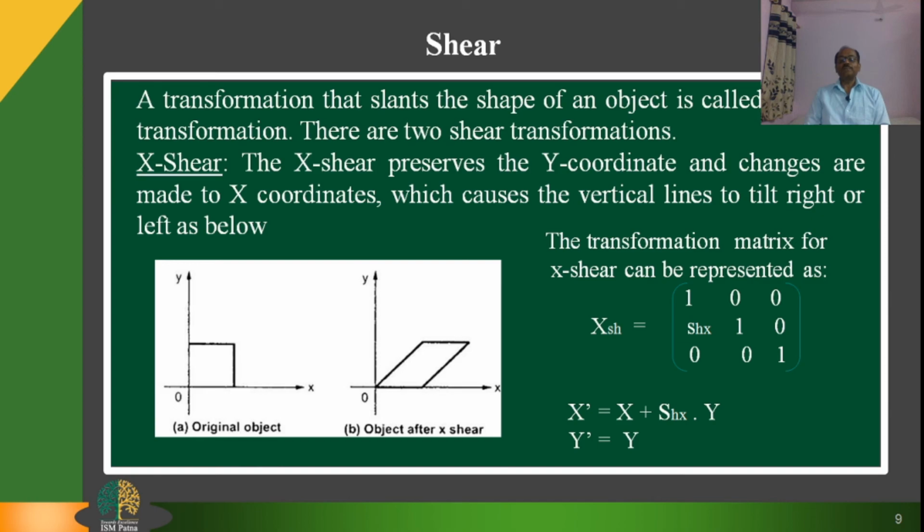The shearing may be in both ways, that is X shear and Y shear. The X shear preserves the Y coordinate and changes are made to X coordinates only, which causes the vertical lines to tilt. कुछ तिरछा हो जाता है, tilt मतलब कि तिरछा होना, tilt right or left as below in the figure. You are seeing it well in the figure on the screen.